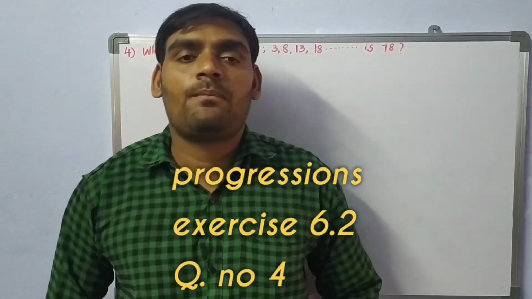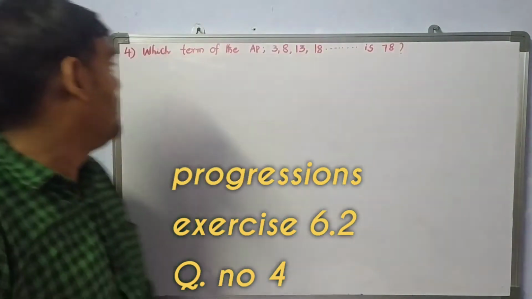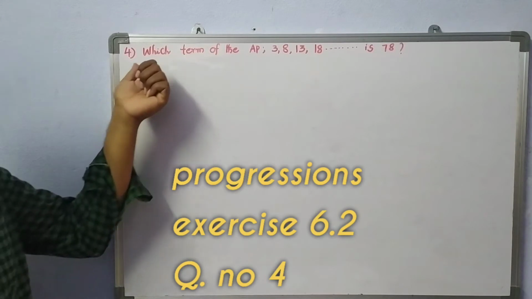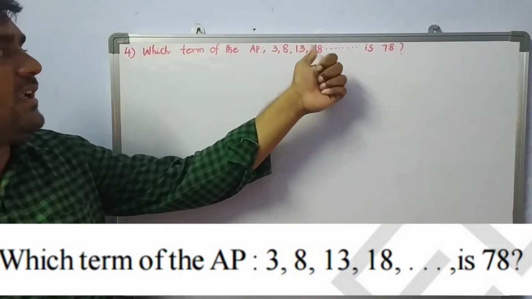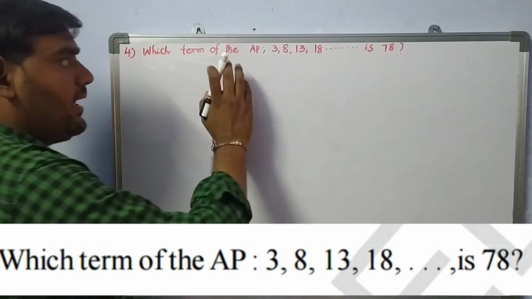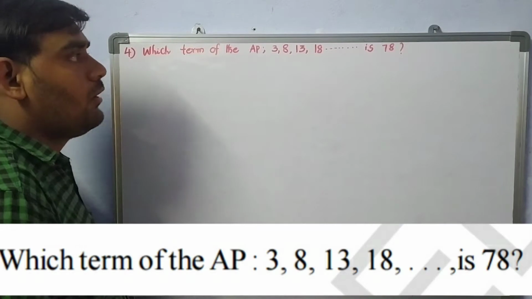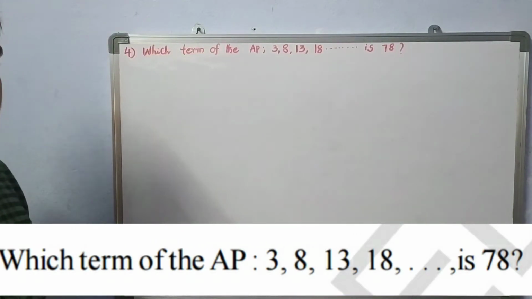Hi, this is Rajesh. Today we are going to do progressions exercise 6.2, the fourth problem. That is, which term of the AP 3, 8, 13, 18 and so on is 78? In this arithmetic progression, for which term will we get 78? We need to find that.